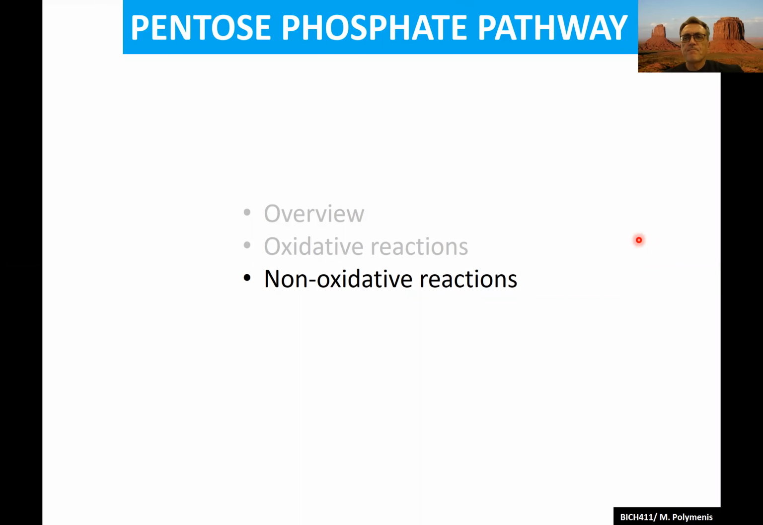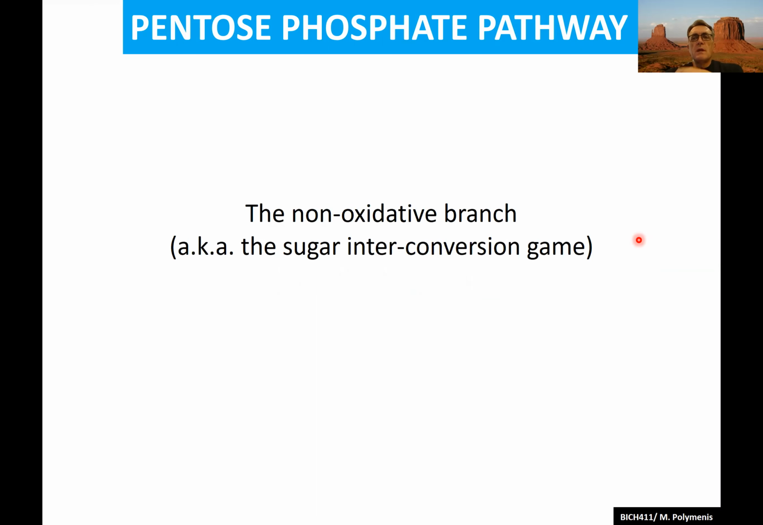Hello everyone. In this video, we're going to see the reductive or non-oxidative reactions of the pentose phosphate pathway. So here we have no redox reactions, no NADPH is produced or consumed. And we're going to play again the sugar interconversion game, very similar to what we did in the Calvin cycle.